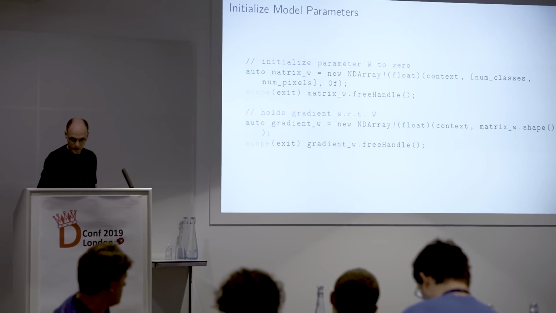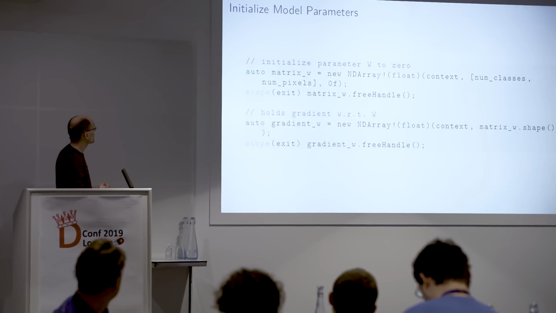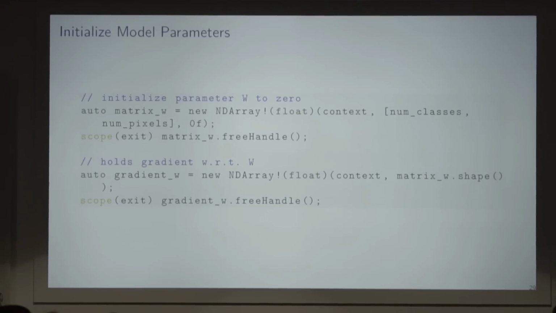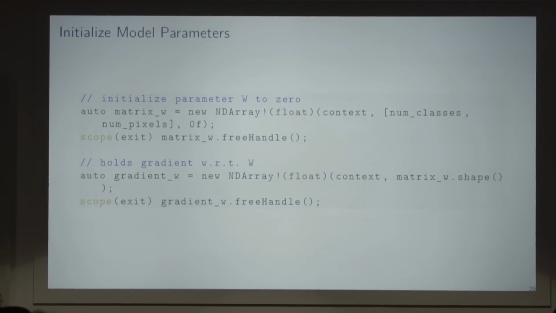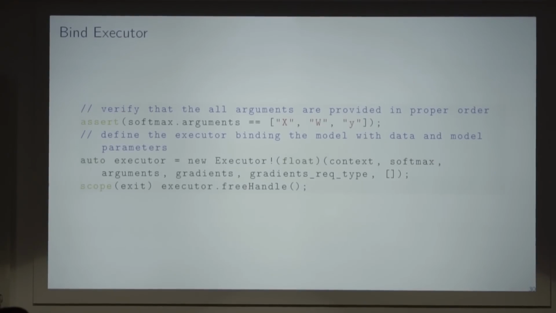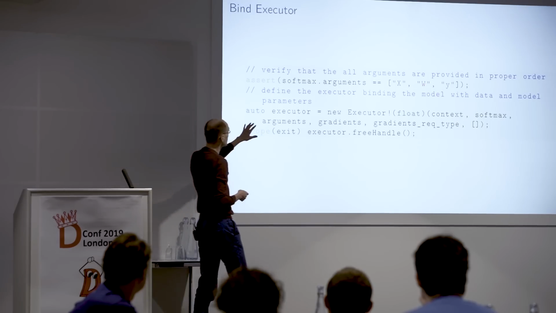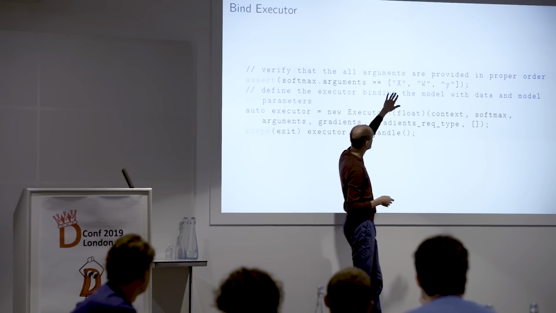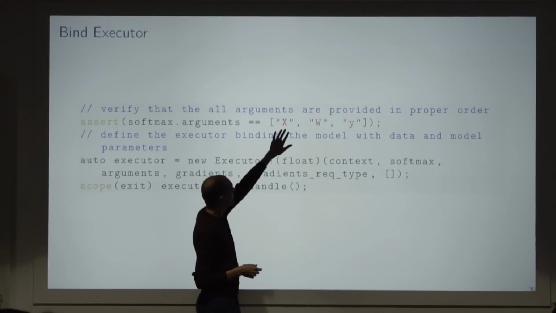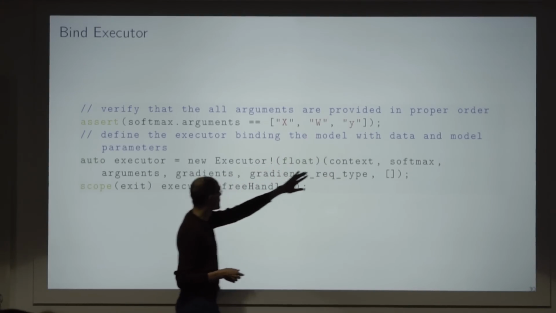Then you would initialize your model parameters to 0, that's what we do here. And you also provide some storage where to put the gradient. And then you bind the executor. That is, you have to pass it in this order. So first the values for this one, then this, then this. So this is what we do here.